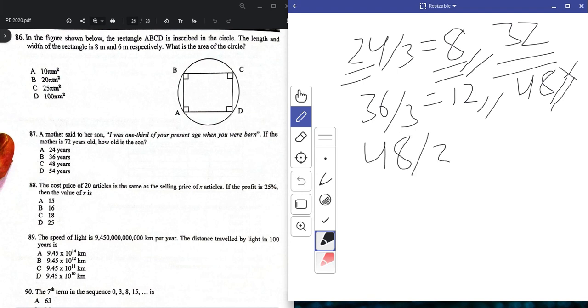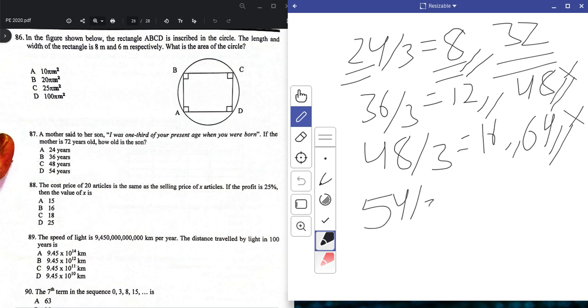One-third of 48 is equal to 16 years old. 16 plus 48 is equal to 64 years old. This is also not true, because the current age of mom is 72 years old. Now we are left with the last option. Let's check with the last option.